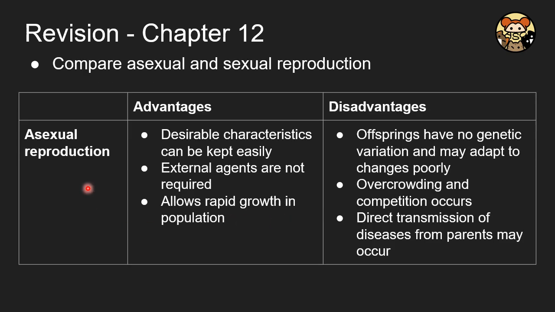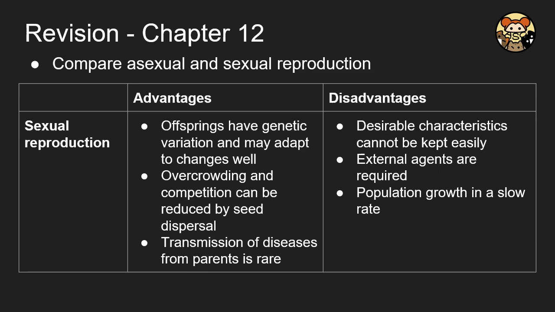So the final part will be comparing the asexual reproduction and also the sexual reproduction. For the asexual reproduction, the advantage will be having the desirable characters kept easily, and then it doesn't require an external agent because everything you do is just by yourself. However, you also result in overcrowding, and then you may have a poor adaptation. And because you are very near to the parents, you may have a rapid growth. However, because it's also very near to the parents, there will be a direct transmission of the disease from the parents that may occur. As for the sexual reproduction, it will ensure that there are some variations.